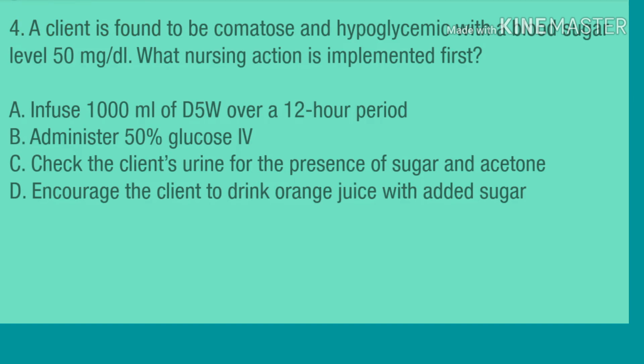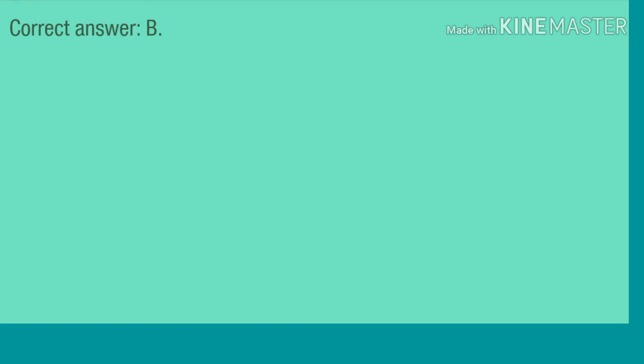Question 4. A client is found to be comatose and hypoglycemic with a blood sugar level of 50 mg/dl. What nursing action is implemented first? A. Infuse 1000 milliliters of D5W over a 12-hour period. B. Administer 50% glucose IV. C. Check the client's urine for the presence of sugar and acetone. D. Encourage the client to drink orange juice with added sugar. Correct answer, B.